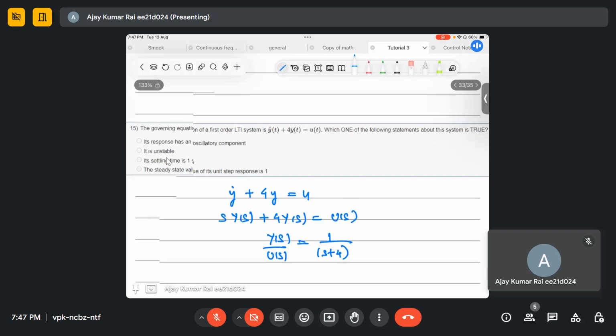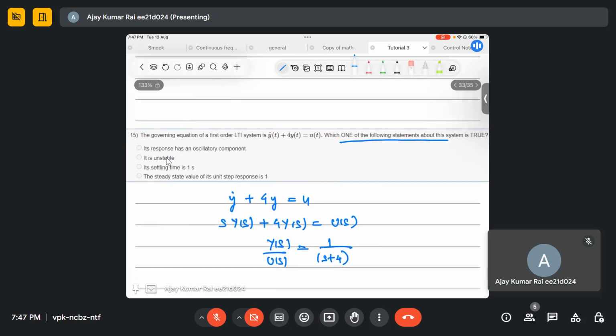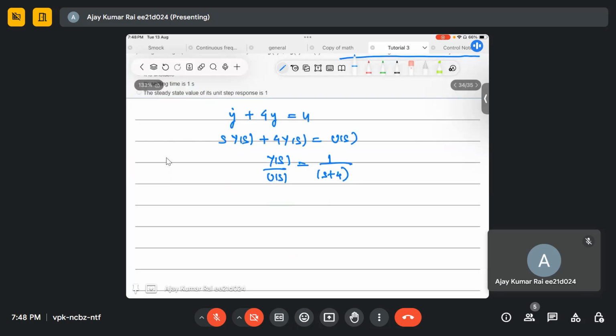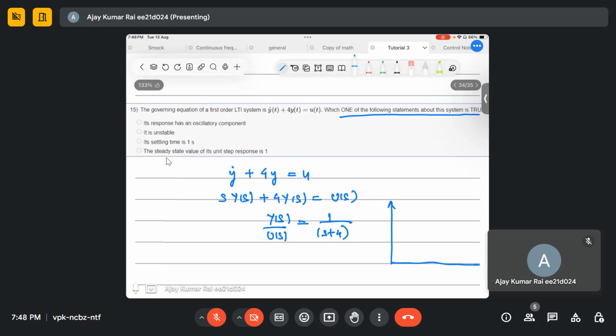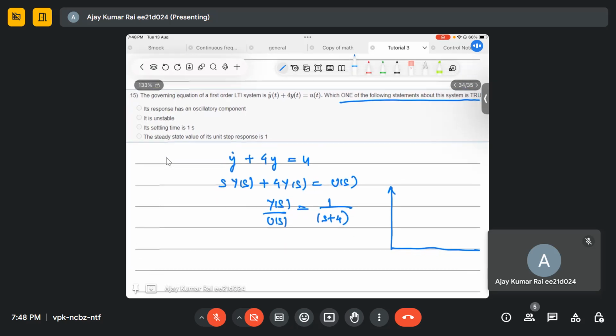So you have to find out which of the following statements about the system is true. Its response is an oscillatory response? No. You know directly by just seeing the first order transfer function, you can say that for the unit step response, or for any type of response.